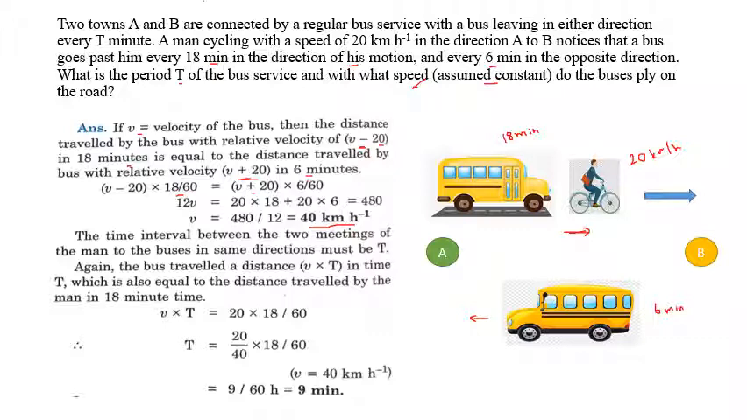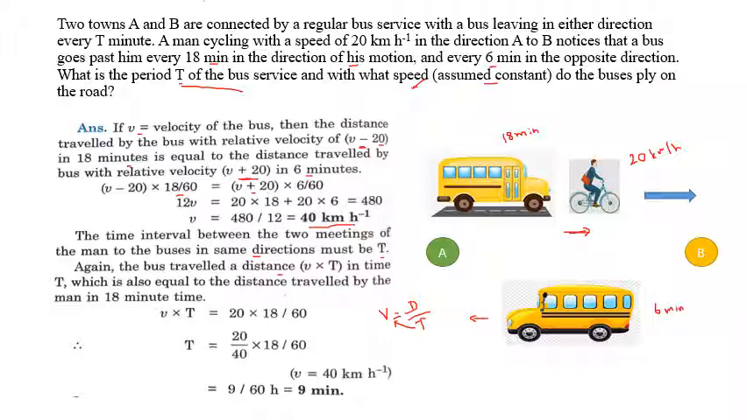We have calculated the speed of the bus. And the next thing we need to calculate is the time period, the time period of the bus service. This is your second subdivision. The time interval between two meetings of the man with the buses in the same direction must be T. Again the bus traveled a distance. We know the formula, velocity equals distance divided by time, so distance is velocity into time. So the bus traveled a distance V into T.